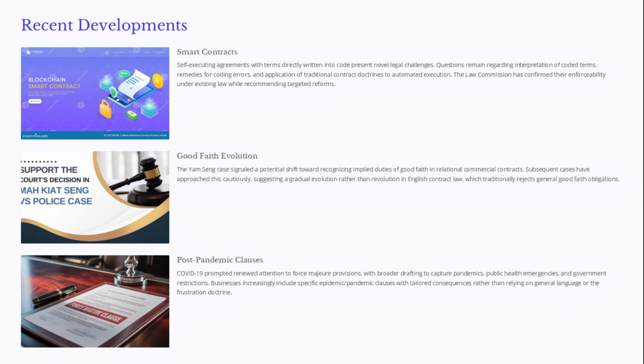Contract law is evolving with new developments such as smart contracts, good faith evolution, and post-pandemic clauses. These changes address modern challenges and opportunities, ensuring contracts remain relevant and effective in today's dynamic environment. Staying informed about these developments is crucial for adapting to new legal landscapes.